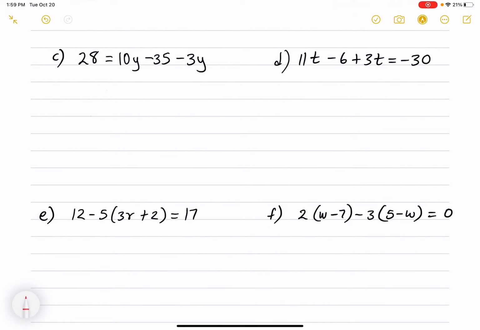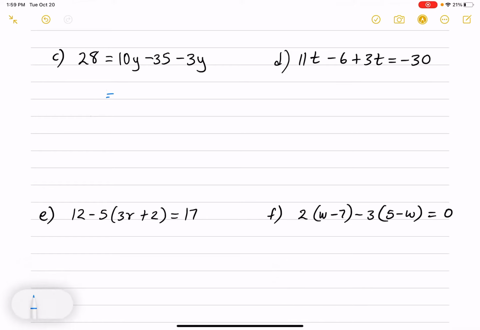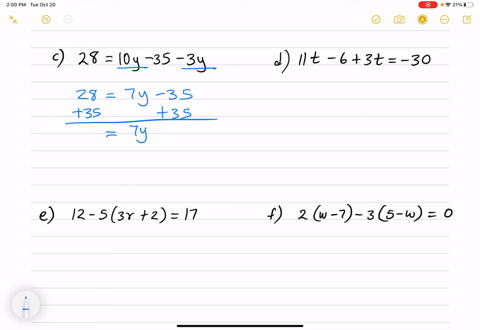Next, we're going to solve this equation. Notice how on the right side of this equation we have many terms, and we could combine like terms to make it easier. So that will be the first step. 10y minus 3y makes 7y. We didn't do anything to the -35 or 28. The next thing you would do is try to get rid of that -35 by adding 35 to both sides. And you're going to get a total of 7y on the right side and 63 on the left side.